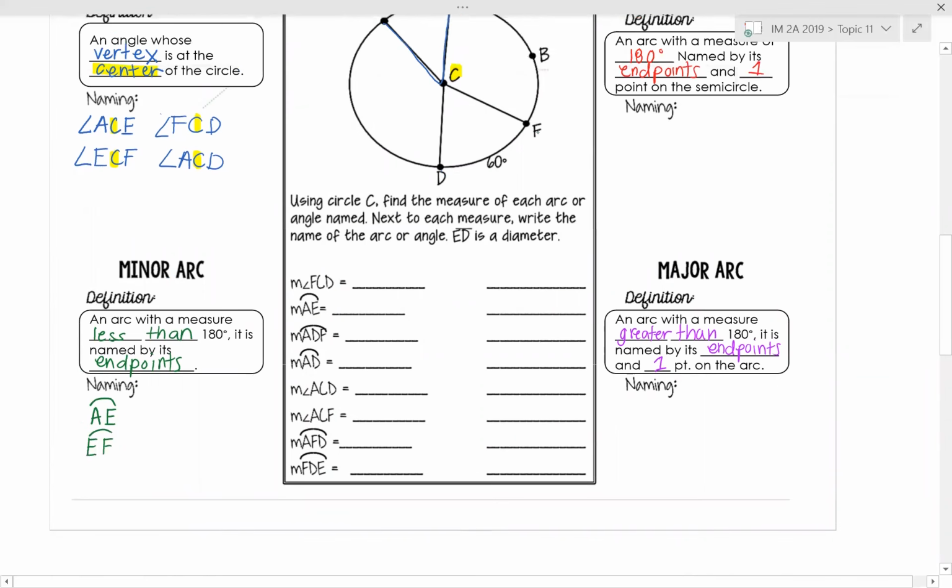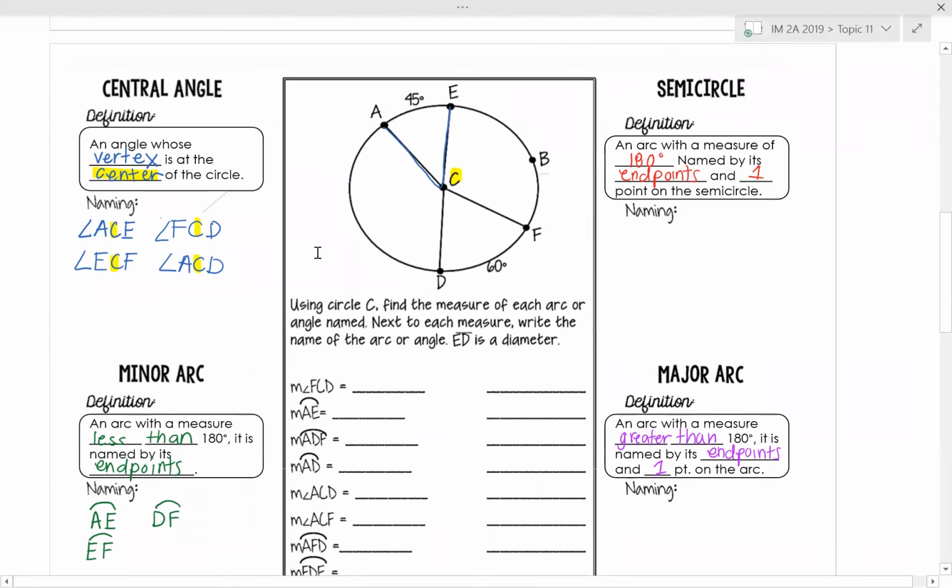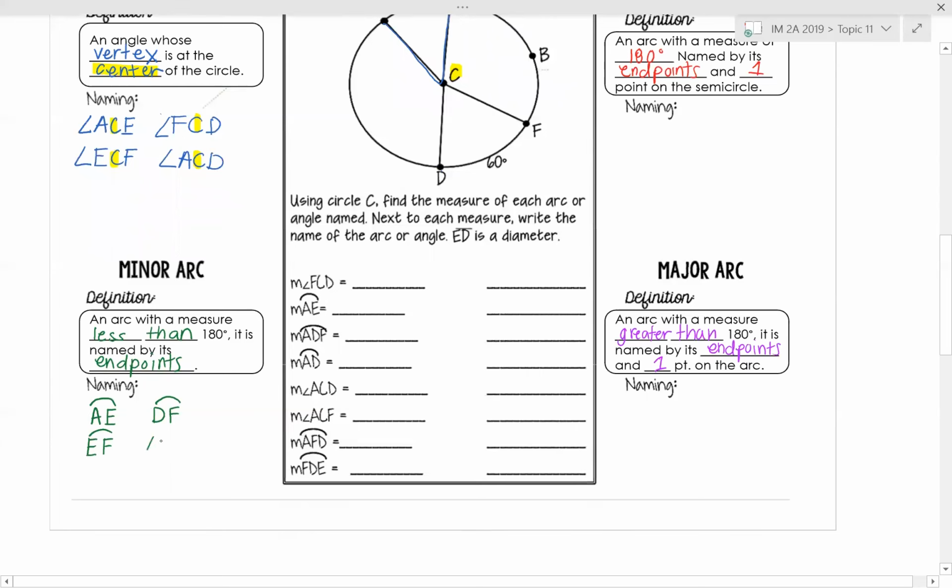degrees. Visually, I know because 180 would be the diameter. D to F would be another minor arc. And finally, this other one, AD, also looks like it's less than 180. So AD would be a minor arc. One thing to remember with minor arcs is that they always use just two letters. So a minor arc only uses two letters in its name.